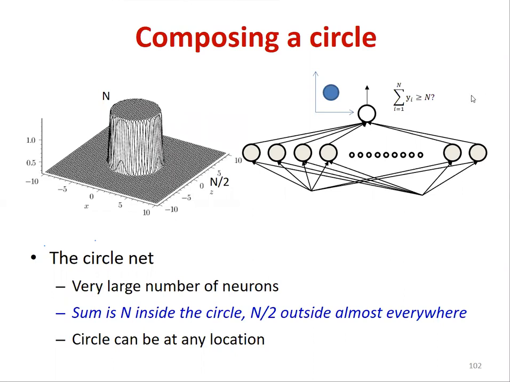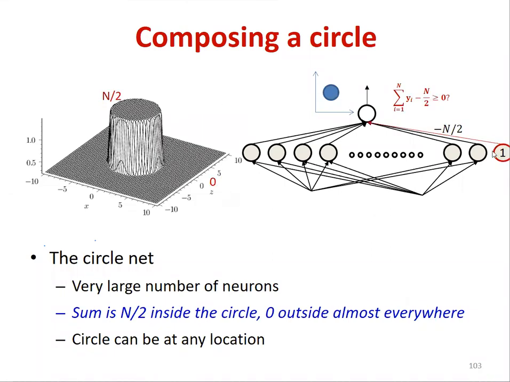So why are we composing these? Because now if I use a cutoff of n, I'm going to get a perfect circle. I can add a bias of minus n over 2. And now the sum is going to be n over 2 inside the circle and 0 outside. And so now if I use a threshold of n over 2, I'm going to get a circular decision boundary.